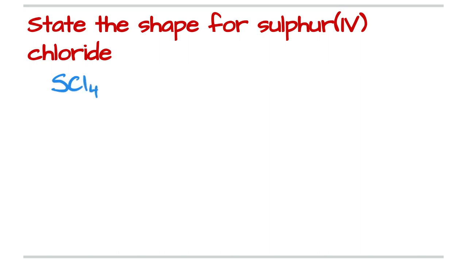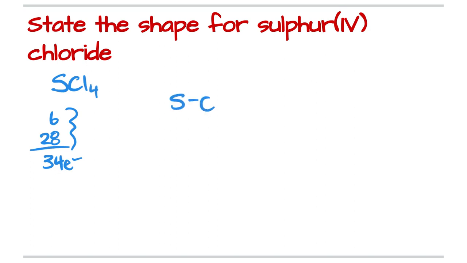Now, going through and doing our Lewis structure, we first need to figure out how many electrons are in this structure. So sulfur has 6. Each of our chlorines has 7, so that's 28. Adding that together would be 34 electrons. If you're not quite sure how to do that, go back to my Lewis structures video and take a look at that one.